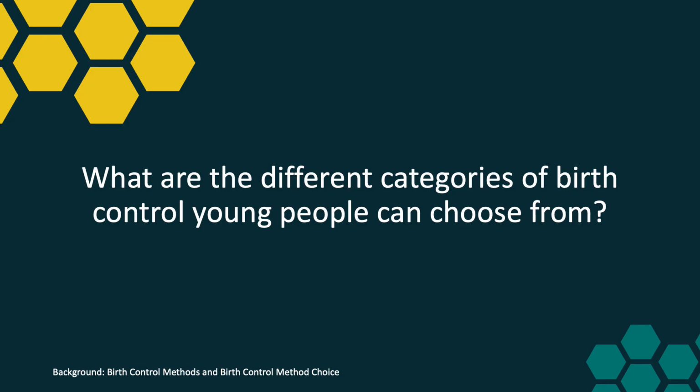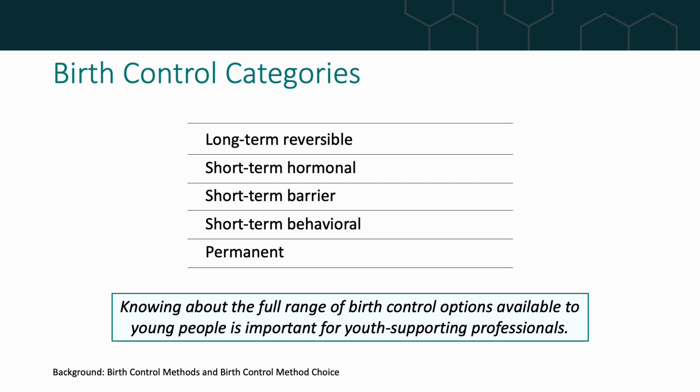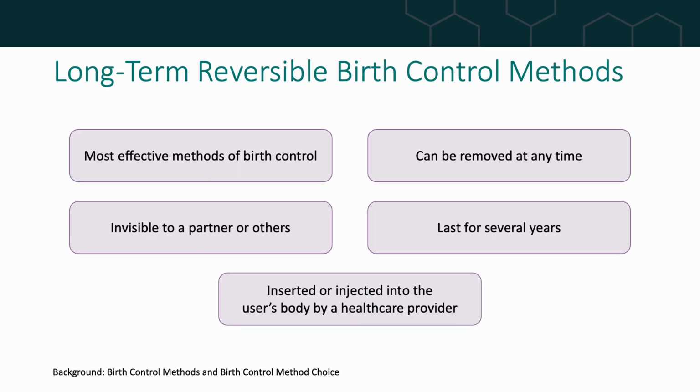Now let's discuss the 5 different categories of birth control methods from which young people can choose. Each of these categories is included in the Birth Control Methods Matrix and the Birth Control Methods Information Booklet. The 5 categories are long-term reversible, short-term hormonal, short-term barrier, short-term behavioral, and permanent. Now we will provide a brief overview including examples of each category. Knowing about each of these categories is important for youth supporting professionals who are helping young people choose the birth control method that is right for them.